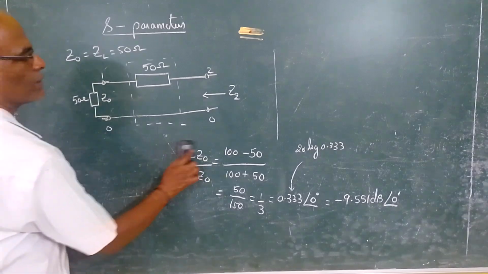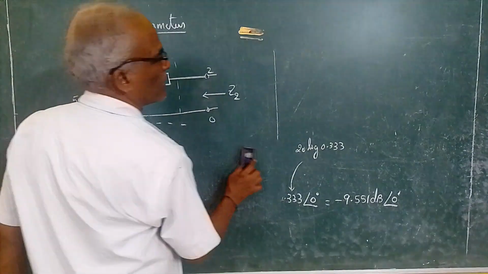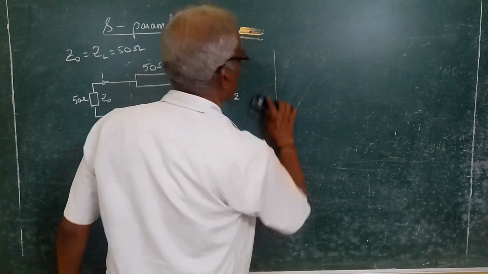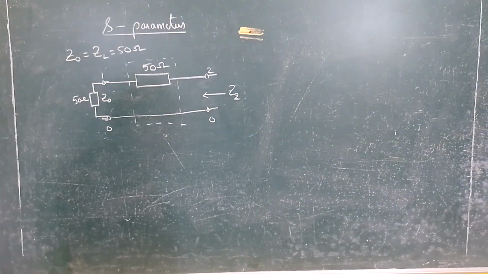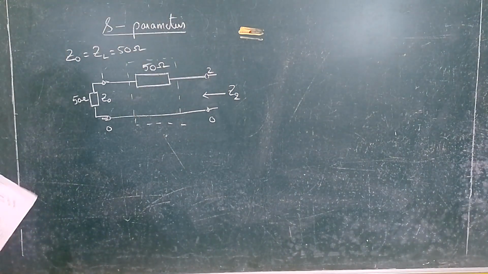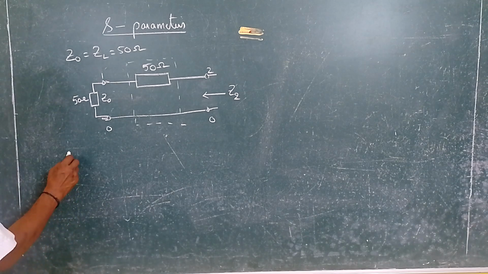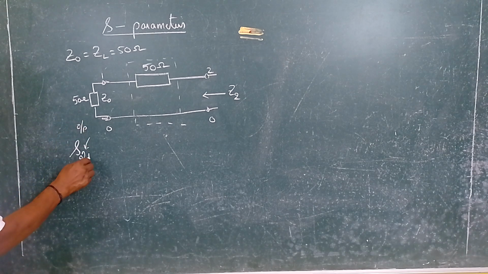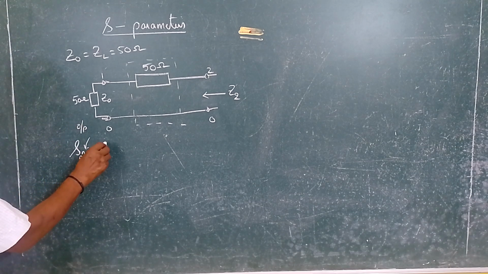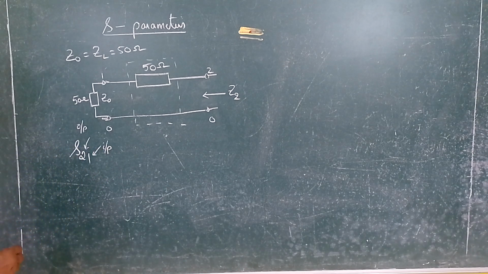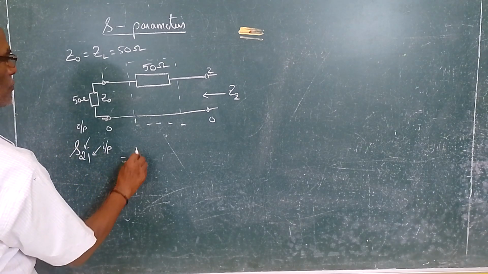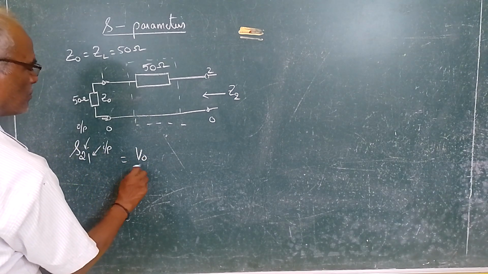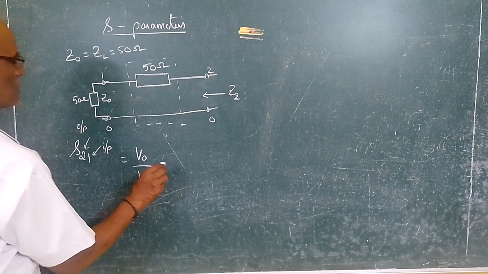So the next part of the question will be the next parameter. We have to find the next parameter. If I say S21, 2 is the output and 1 is the input, output by input. So S21 is equal to V out divided by V1 plus.